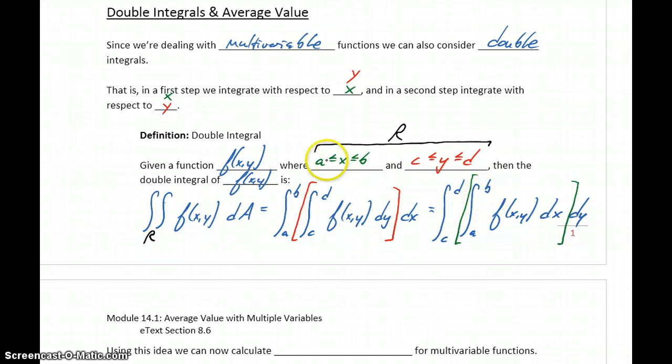In this case, x is between a and b, so if we're integrating with respect to x, we want to integrate from a to b. Then when we integrate with respect to y, we should be looking at the interval from c to d, since y is defined on that interval from c to d.